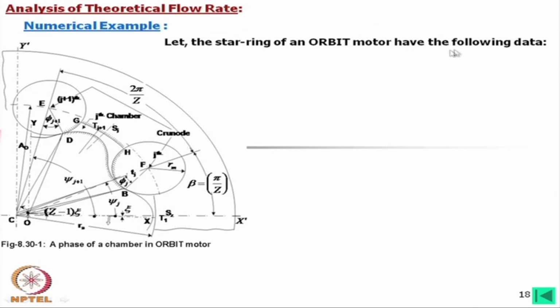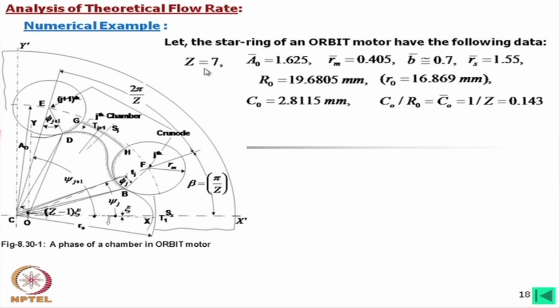Let the star ring of an orbit motor have the following data. We will take a numerical example. In that case, we have taken z equal to 7, E0 bar is 1.625, Rm bar is equal to 0.405, beta B is approximately 0.7, not exactly 0.7, some value is there, and RS is 1.55, whereas R0 is 19.6805, approximately 20. So, you can imagine what the actual dimensions are.